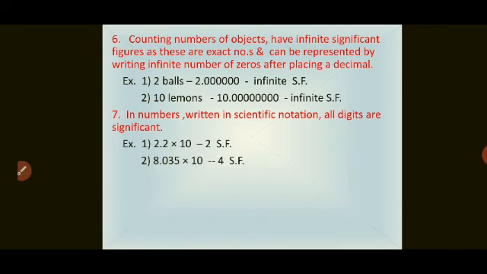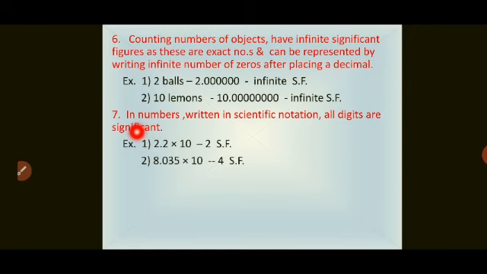Next one is counting the number of objects. Whenever we count bananas or apples or any pens, pencils, etc., these numbers have infinite significant figures, because these can be represented by writing many zeros after placing a decimal point. So if I want to write 2 balls, I can write it as 2.0000. How many zeros can I add, right? Hence it is infinite significant figures.